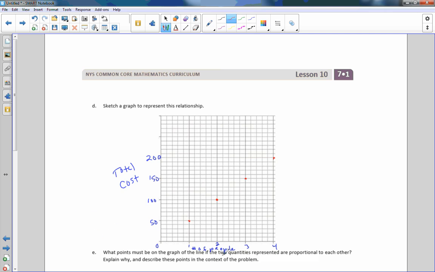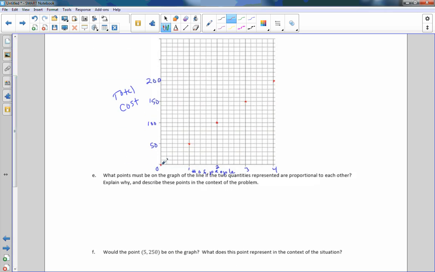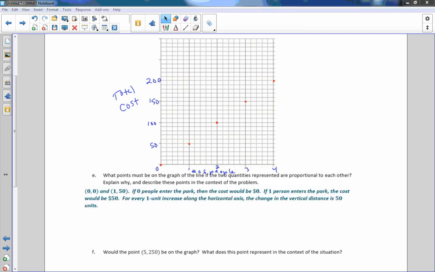What point must be on the graph of the line if the two quantities represented are proportional to each other? And the answer to that is the origin, 0, 0. Explain why and describe these points in the context of the problem. Okay, so it says 0, 0, and 1, comma 50. So we pick 2 points here, this one here, and 1, comma 50 is right here.